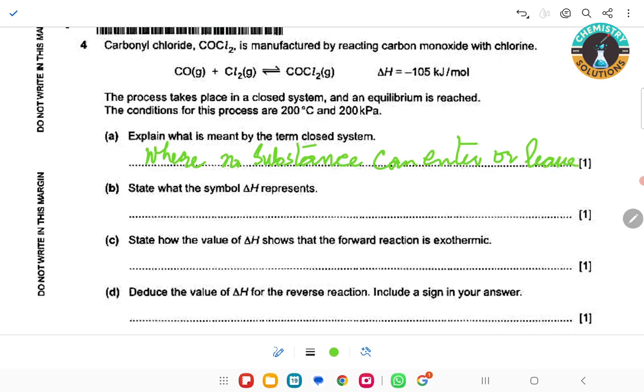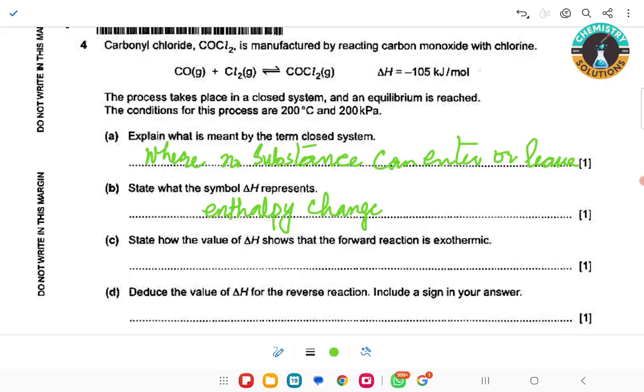State what the symbol delta H represents. So delta H represents the enthalpy change, the overall enthalpy change in a reaction.